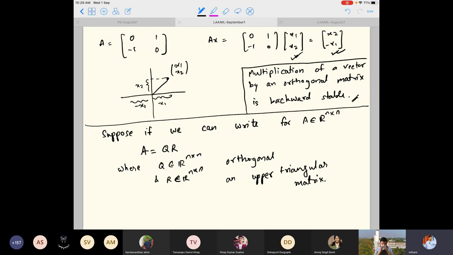Suppose you are able to write it down, then how does this really help us? Suppose you know how this is done. Then if you want to solve Ax is equal to B, this is the same as saying QRx is equal to B. This is the same as saying Rx is equal to Q transpose B, because Q is orthogonal, its inverse is its transpose. And now this Rx, you can solve using backward substitution, correct?